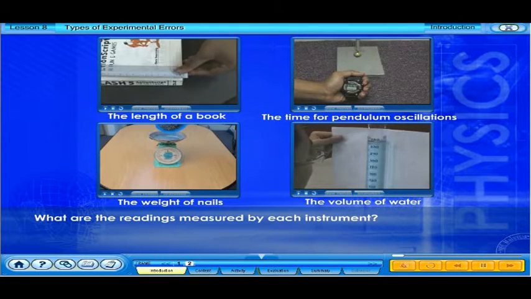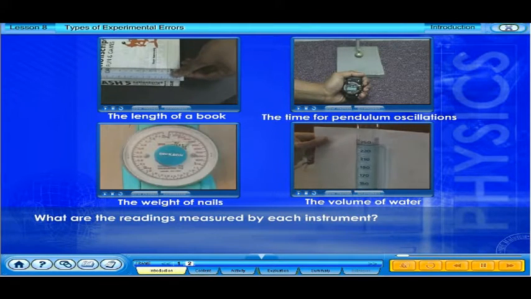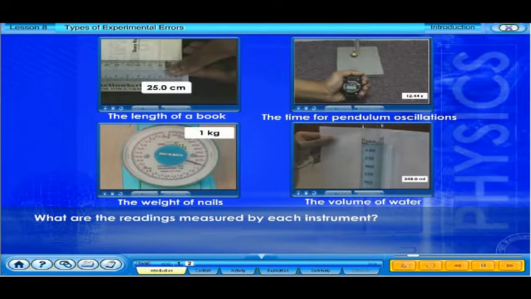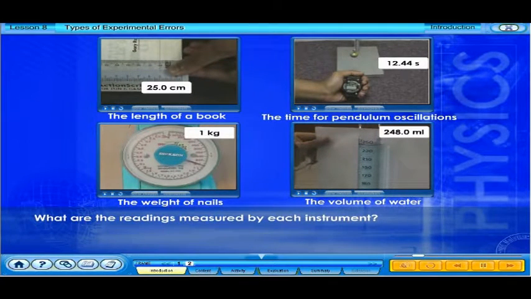Can you give the reading measured by each instrument? When making measurements, we are using the markings calibrated for each device, and our measured quantity will read to the nearest mark on the device. Do you think your measurements are precise or accurate?